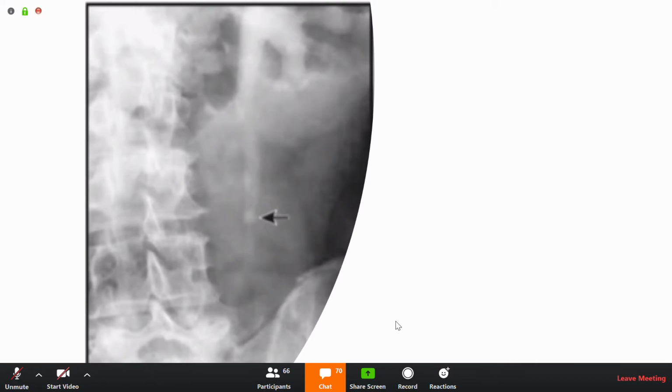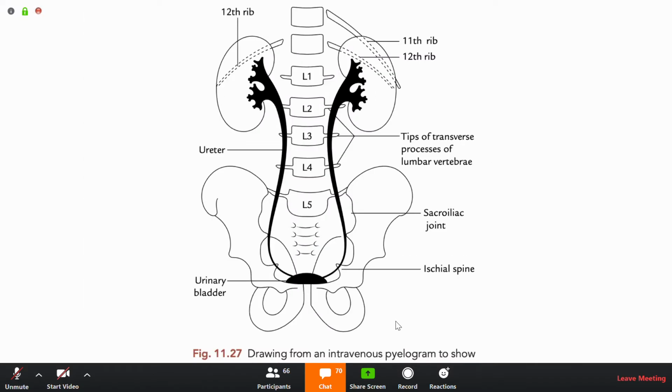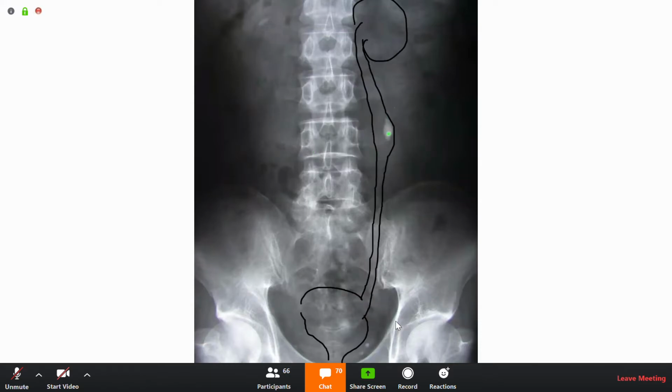Am I clear? So if I'm going back to my slide, now the same X-ray is for you, and there you're looking at what is there and why I'm saying it's the line of the ureter. I hope I'm clear with this explanation. If there is any concern, please write me in the chat.